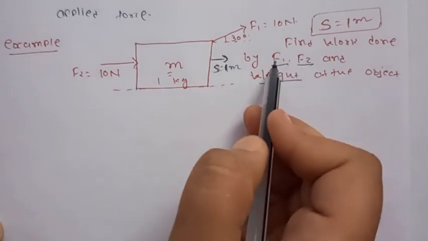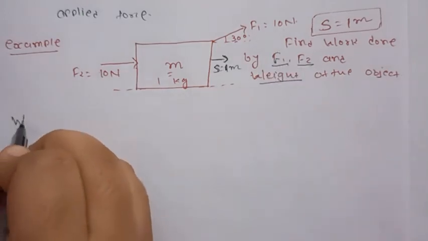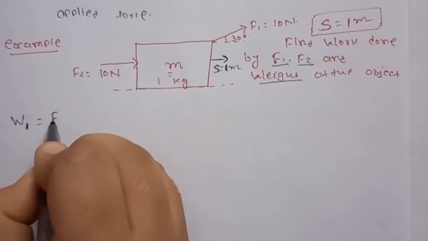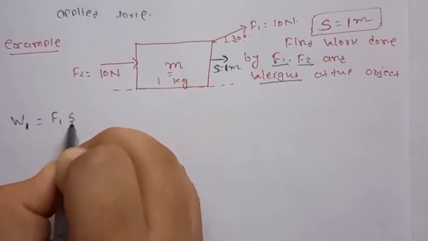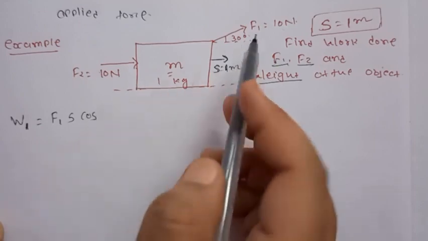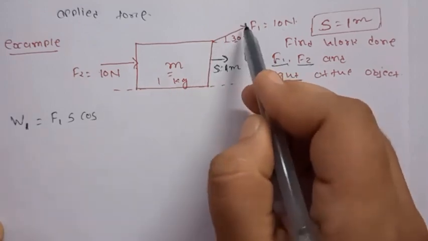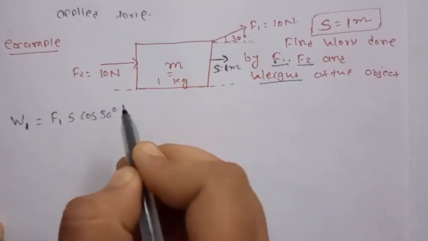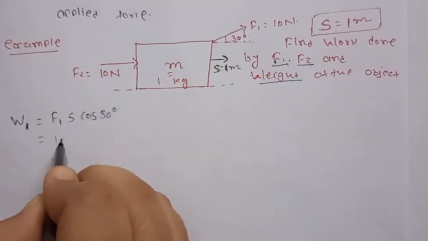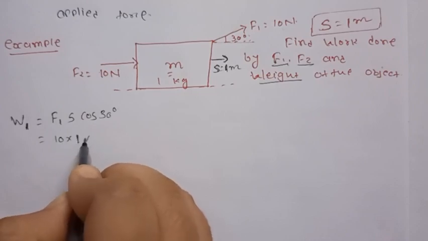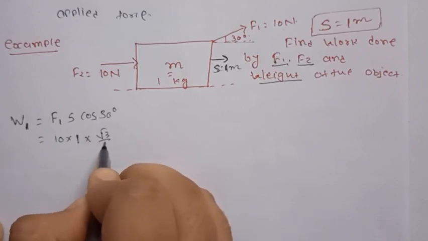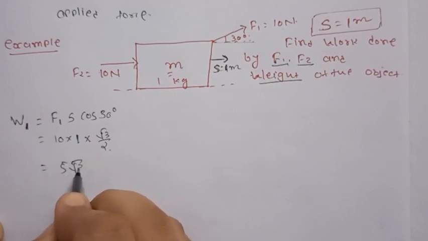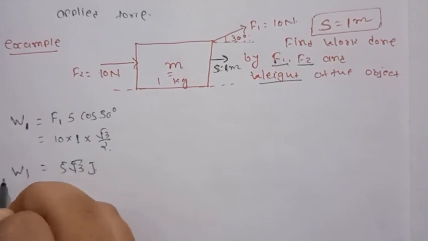Work done by force 1, let's say it is W1. The definition of work done is F S cos theta, so that will be F1 S cos theta. The angle between force and displacement is 30 degree, so cos 30 degree. The force is 10, displacement is 1, into cos 30 which is root 3 by 2. So the work done will be 5 root 3 joule.